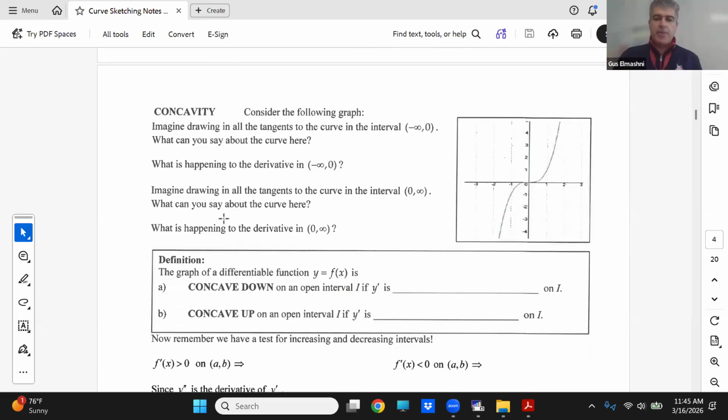Let's talk about this one. So for the following graph, measuring all the tangents from negative infinity to 0, what can you say about the curve here? Well, right now, my tangent line is very steep, right? What happens to my tangent lines as I get closer and closer to 0 from the left side? Right. What's happening? They're decreasing. So f prime is decreasing.